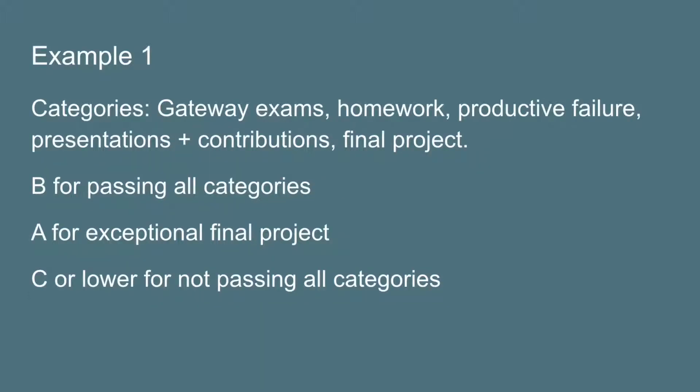So here's the first example I'll talk about, and this is where I use standards-based grading for the entire course. The main categories are gateway exams, homework, productive failure, presentations and contributions in class, and the final project. The way this works is the students get a pass or no pass grade for all these categories. And if the student gets a passing grade for all categories, then that student earns a B in the class.